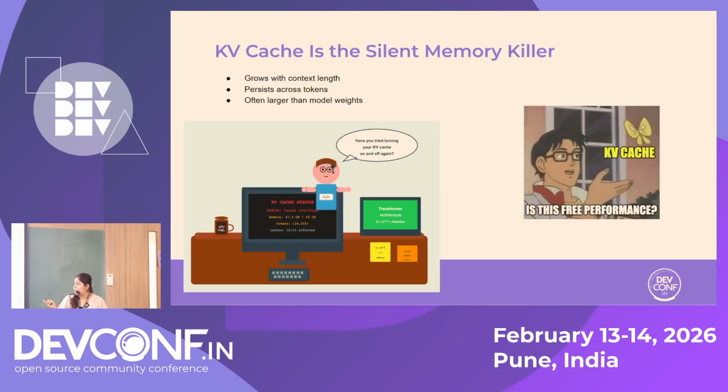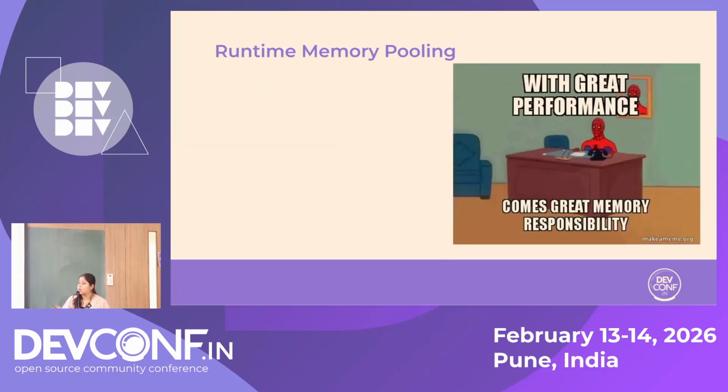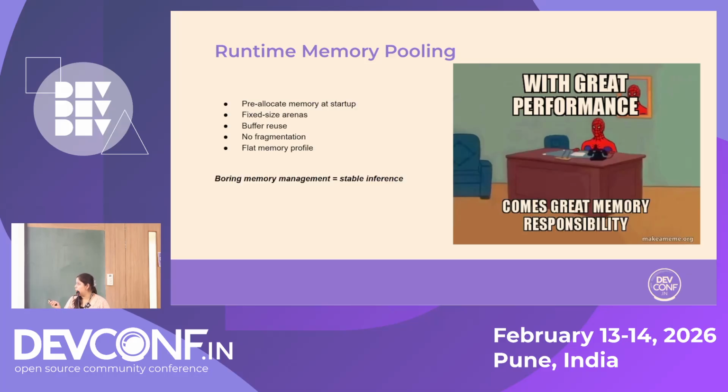So, as you can see, the KV cache is the silent memory killer. It grows with context length, persists across tokens, and is often larger than the model weights. As Spider-Man said, with great performance comes great responsibility. So what does runtime memory pooling do? It pre-allocates memory at startup in a fixed-size arena, and it reduces the fragmentation and spikes. You can even say it like that: boring memory management makes for stable inference.